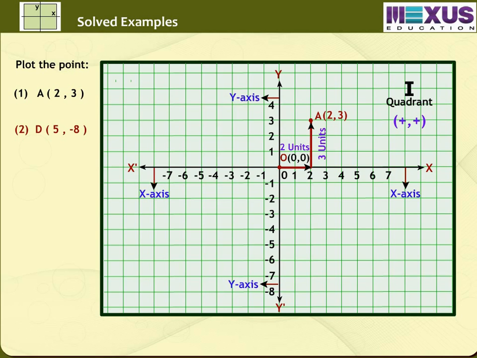D (5, -8). Here the x-coordinate of the point D is 5, which is positive, and the y-coordinate of D is -8, which is negative. Hence the point D (5, -8) lies in quadrant 4. So, start at the origin, move 5 units to the right along the x-axis. Then turn and move 8 units down, parallel to the y-axis, and mark the point D (5, -8).